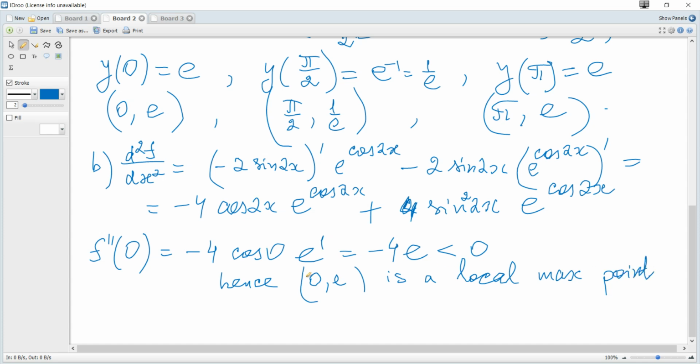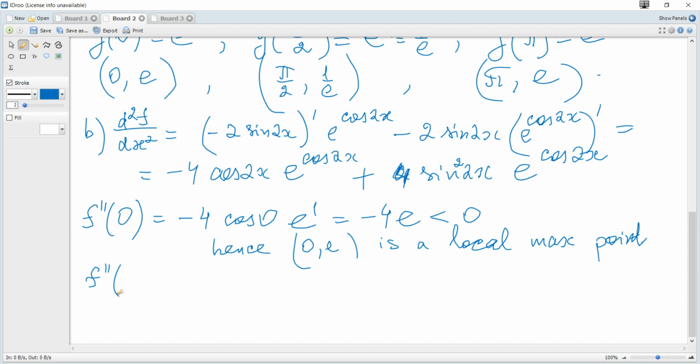point. Why? Because the second derivative being negative implies what? The shape is concave down, and if it's concave down, it's a maximum. Or you remember, if the second derivative is less than 0, it's a maximum, a local maximum point.